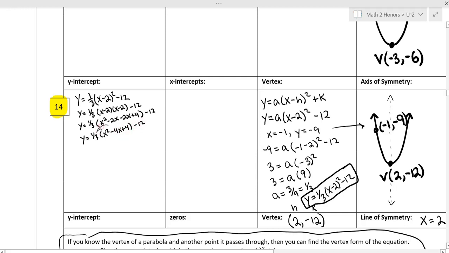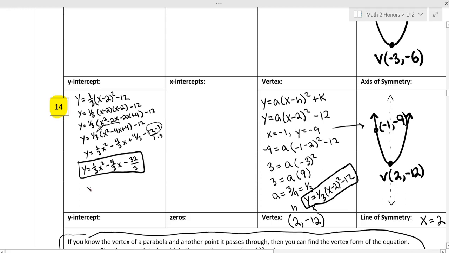Now I'm going to distribute the 1/3. So 1/3 x squared minus 4/3 x plus 4/3 minus 12. And then the last part here, I'm going to change that. It's 12 over 1. I'm going to multiply the 12 and the 1 by 3 to get a common denominator. And I end up with y is 1/3 x squared minus 4/3 x minus, now I have 4 over 3 minus 12 times 3 is 36. So it's 4 minus 36. And 4 minus 36 is 32 over 3. And that is our standard form.